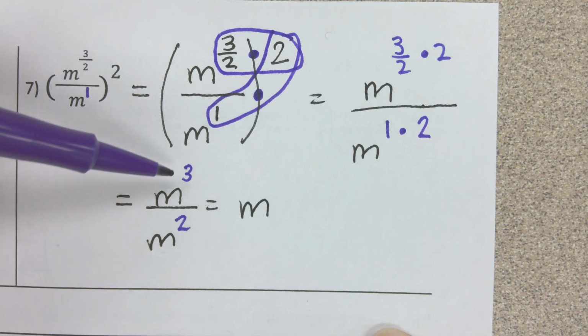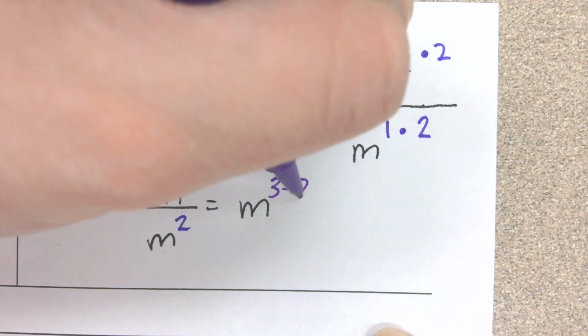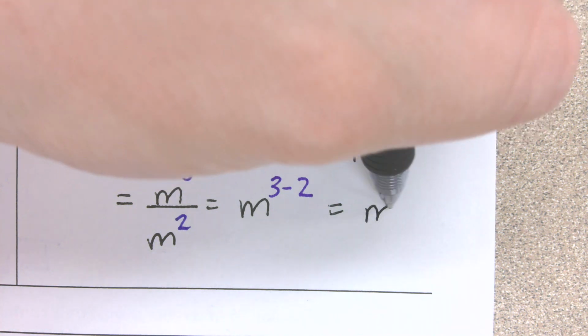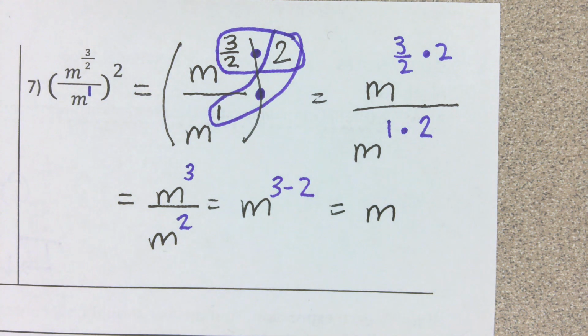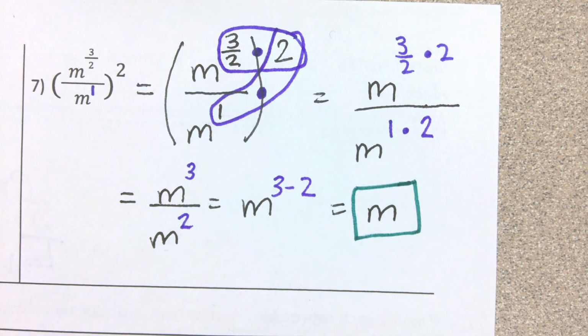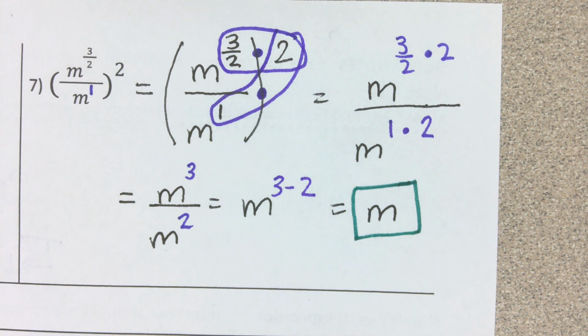Dividing the bases, we subtract the exponents, m to the 3 minus 2, which gives us m to the first, or just m. I'm going to do 8 and 9, and then we'll cut the notes off there. We'll finish them up on Friday.